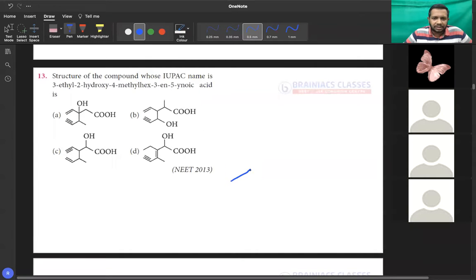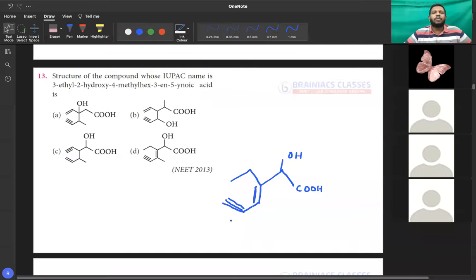So you have a structure like this. You can see at the end carbon, COOH is present, and you have an OH group present here. Then you have a triple bond here, then you have a double bond here. Good. Now how can you name this?